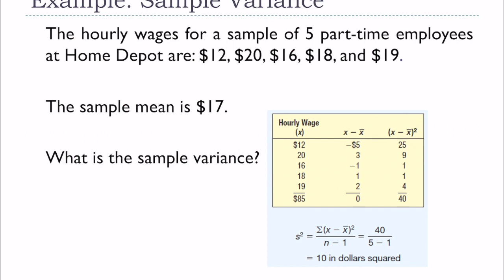So let's work through this example again. We're going to have 5 part-time employees at Home Depot, and their wages are $12, $20, $16, $18, and $19 an hour.